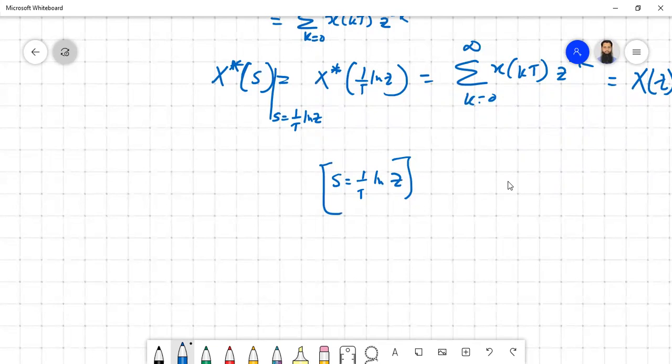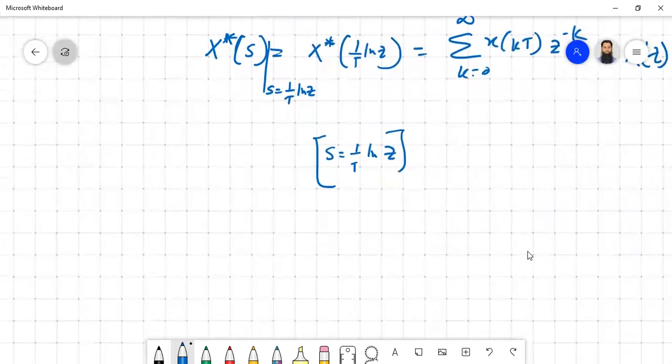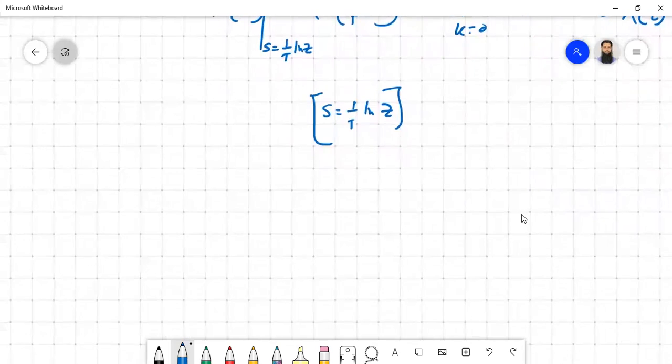So what is the final outcome of this impulse sampler? The impulse sampler is introduced for mathematical convenience. The second thing is that it is not real, it is fictitious, and it can be used wherever necessary because of the representation. This is the final thing from the impulse sampler: it gives us a transformation with the condition that s is 1 by T ln z. Now let's go into the data hold circuits.